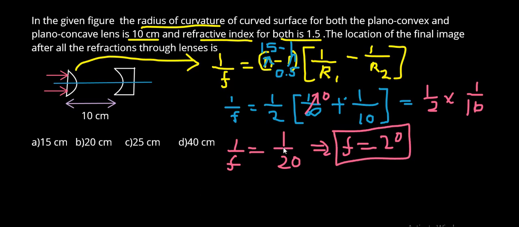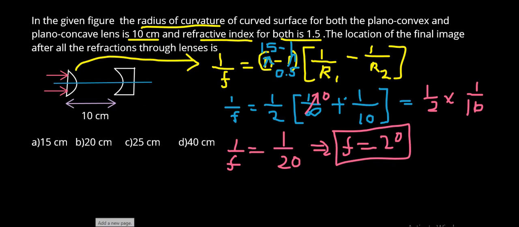We also have to calculate the other one. Since it is related to the radius of curvature and the refractive index, and both the radius of curvature and the refractive index are the same for both, the focal length is going to be the same for both the lenses.